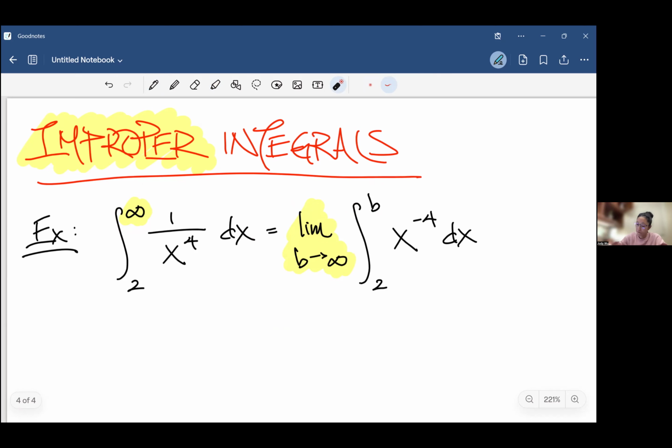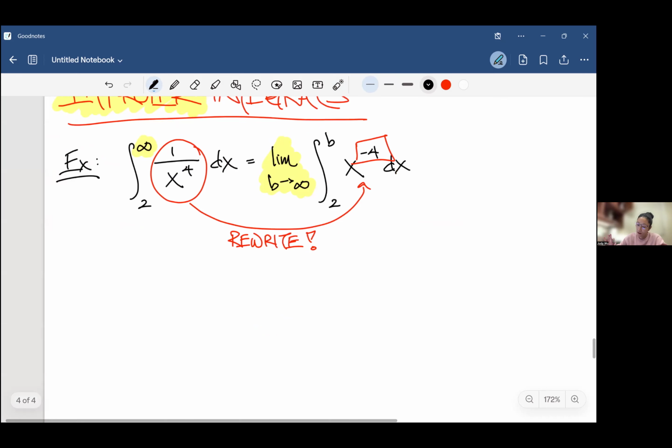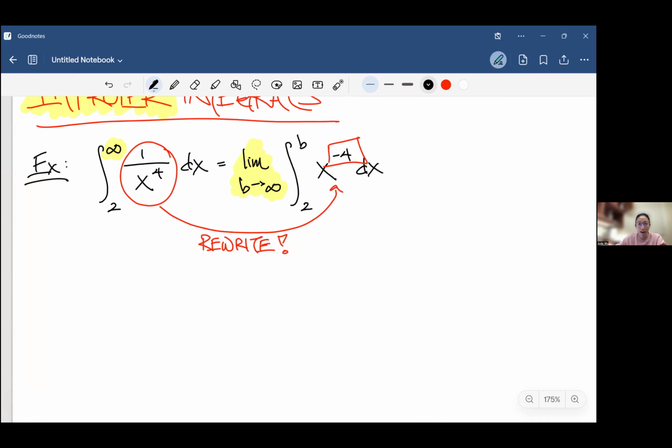The other thing I did here is I rewrote this so that I could see my power very clearly, so I can use my power rule. So I would encourage you to do that. If you see things with powers on the bottom, I would encourage you to rewrite it so you can see that actual power. All right, once we have all that, we integrate and then we take our limit.